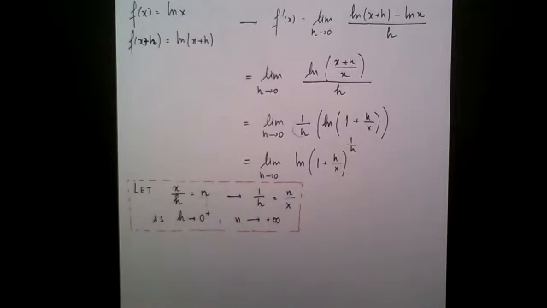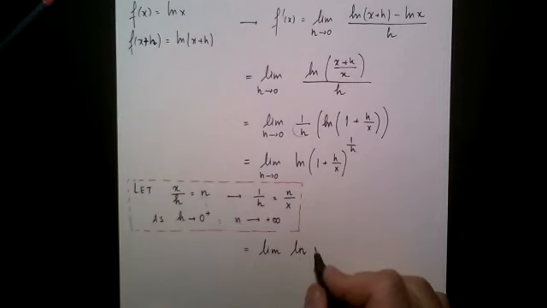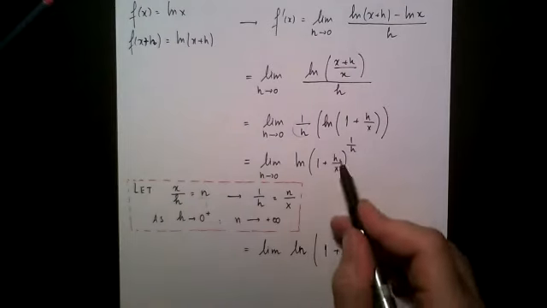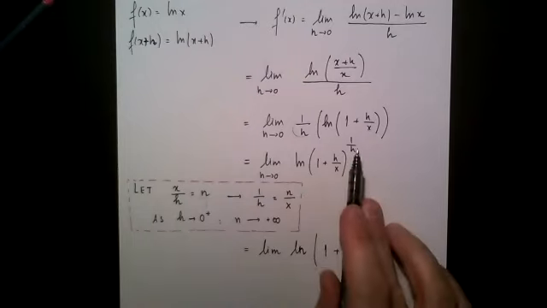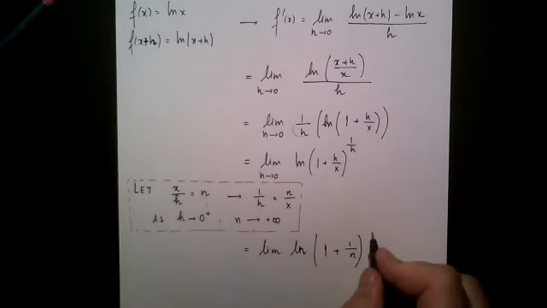Now I'm gonna come back here and rewrite everything with my new variable, which is n. So now, limit of ln of 1 plus, so h over x is what? If x over h is n, h over x is what? 1 over n. Good. And 1 over h now is n over x.